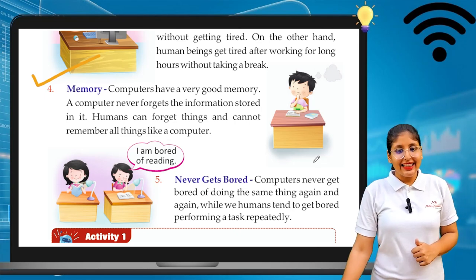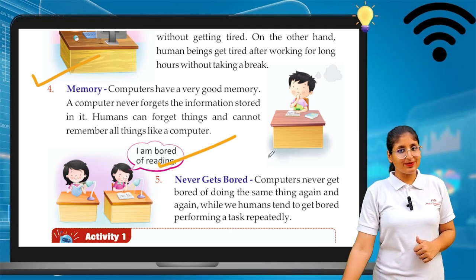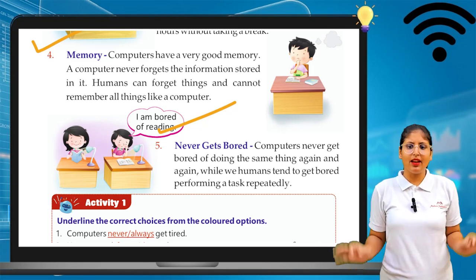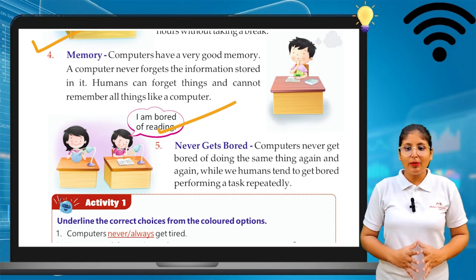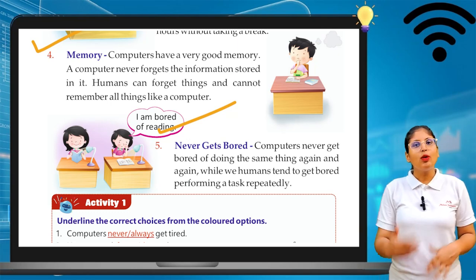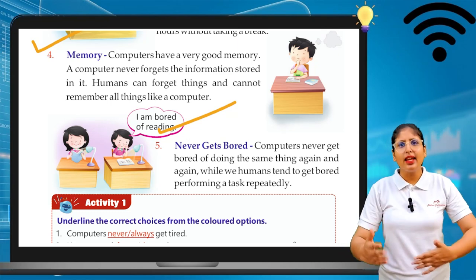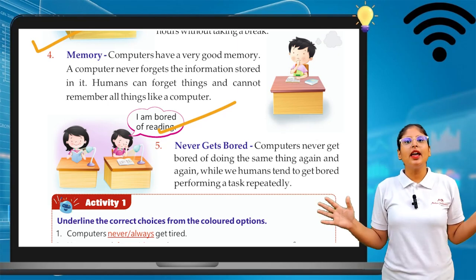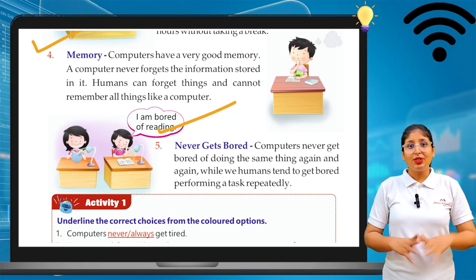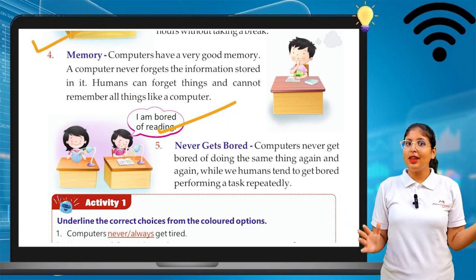Next is never getting bored. A computer never gets bored of doing the same thing again and again, while we humans tend to get bored performing a task repeatedly. If you want to do the same task again and again, human beings will become tired and bored, but computers don't. So these are the differences between human beings and computers.